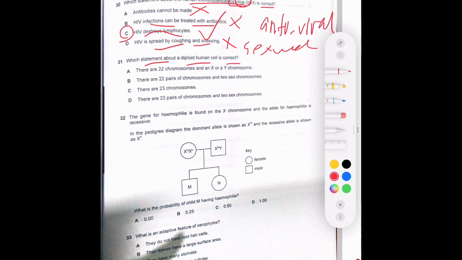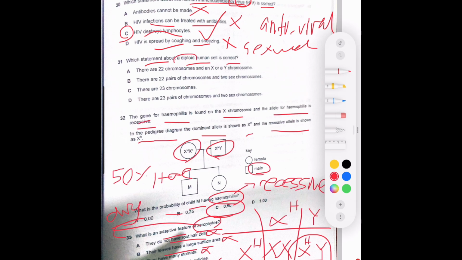31. Which statement about a diploid human cell is correct? Now, question 31. Which statement about a diploid human cell is correct? Well, there are 22 pairs of chromosomes and 2 sex chromosomes, so B is correct.